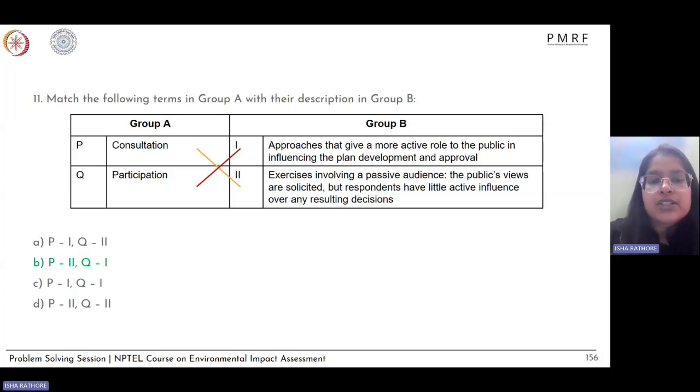And then participation is approaches that give a more active role to the public in influencing the plan development and approval. So Q matches with 1. So the correct answer is B, that is, P matches with 2 and Q matches with 1.